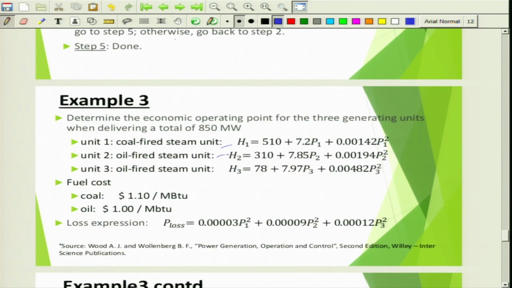Again there are 3 characteristic curves, and the fuel cost is given, the oil price is also given, and there is a loss expression which is given in addition, right? And you can see the loss function is dependent upon the individual generator outputs P1, P2 and P3.